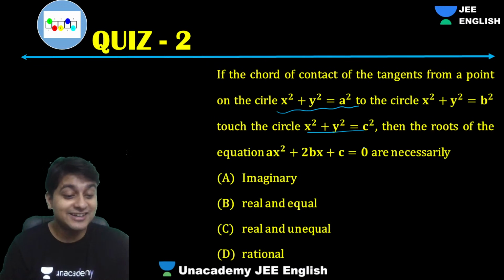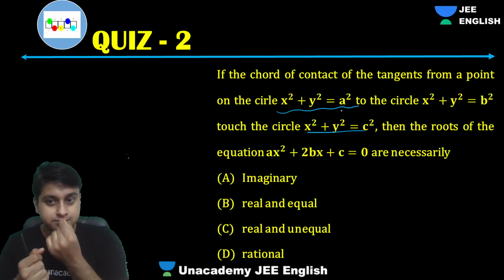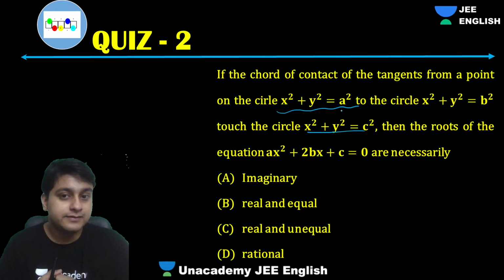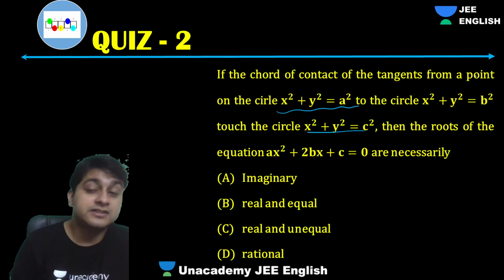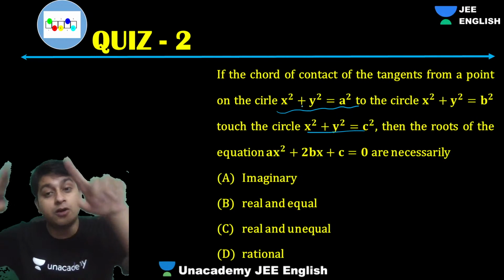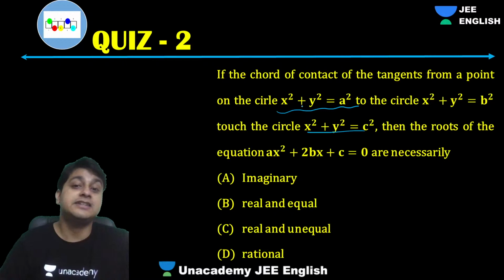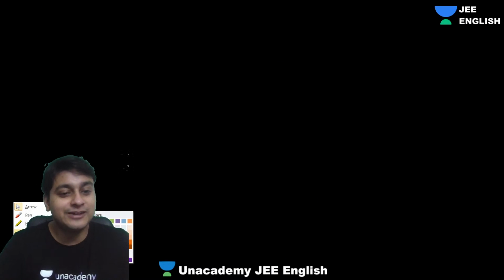Okay, so all are concentric circles. So we have drawn the chord of contact of the tangents from a point. One point is taken on this circle, and then we have drawn the chord of contact, and then, guys, that is touching the third circle. So I'll draw the diagram for you guys if you are not able to get it.